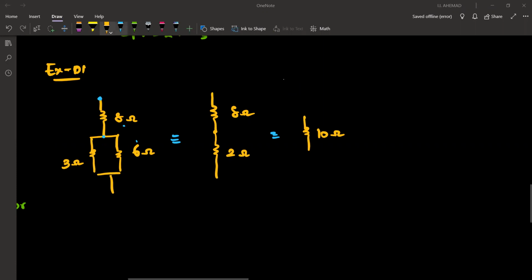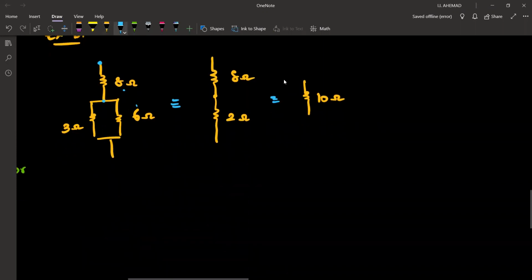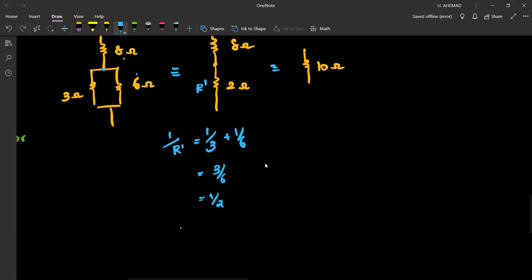So this is equal to 10 ohm. Here, I'll say this is R dash. 1 over R dash is equal to 1 over 3 plus 1 over 6. This is equal to 3 over 6, which is equal to half. Then R dash is equal to 2.